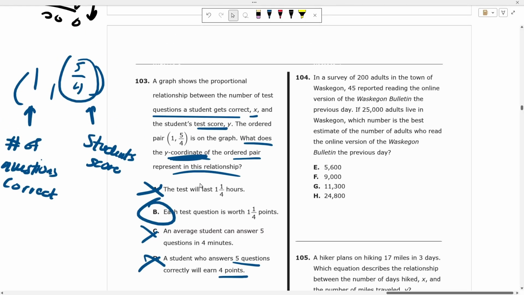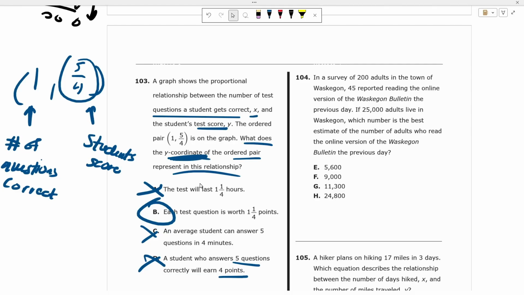Number 104 says that in a survey of 200 adults in a town of Muskegon, 45 reported reading the online version of the Muskegon Bulletin the previous day. If 2,500 adults live in Muskegon, which number best estimates the number of adults who read the online version of the Muskegon Bulletin the previous day?